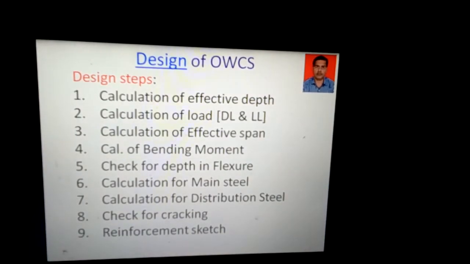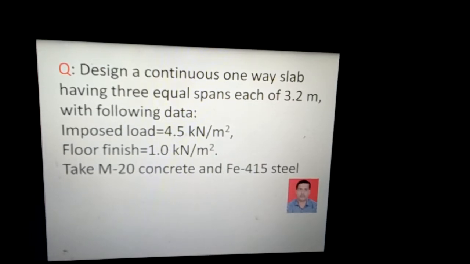Now, to better design and understand the procedure of one-way continuous slab design, there are several design steps, starting from the calculation of effective depth, then the load calculation separately for dead load and live load, then the calculation for effective span, the calculation for bending moment, then the check for depth in flexure, calculation for main steel, calculation for distribution steel, check for cracking, and finally the reinforcement sketch. So one by one we will take up the procedures.